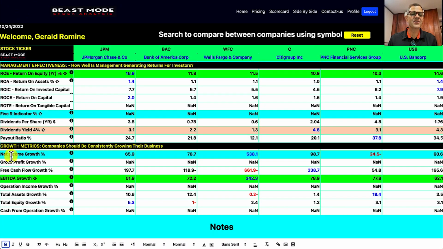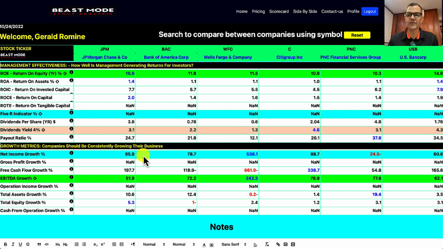All right, our last section is going to be the growth metrics, and companies should be consistently growing their business. For net income growth, we've got JP Morgan at 65.9%, Bank of America 78.7%. I'm going to save Wells Fargo for last. We've got Citigroup 98.7%. We've got PNC at negative 24.5%, that's a bit of a red flag. And then we've got US Bank at 60.6%.